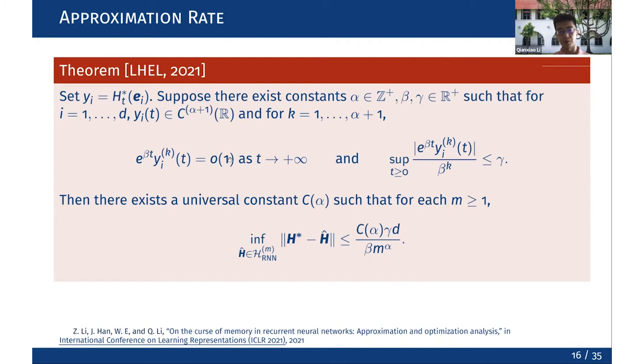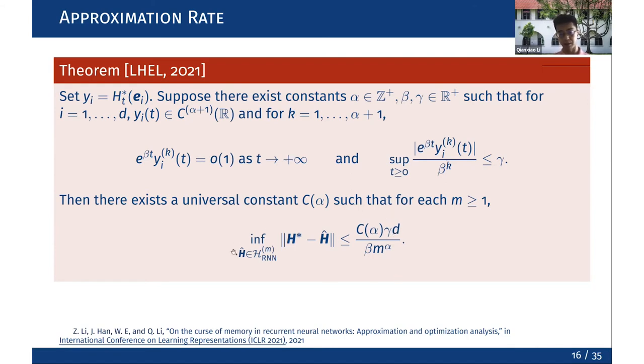If this is O(1), then on the right-hand side you can define a kind of norm on the derivative, and this gamma is basically the norm. Once we have this, we can show an approximation rate in the following. And of course, we assume that this response is also in C^(alpha+1), so it is sufficiently smooth. This is very similar to the Jackson type of result.